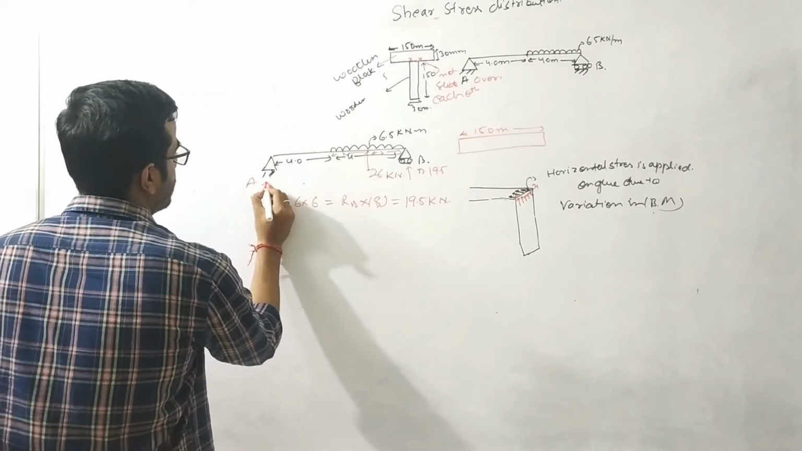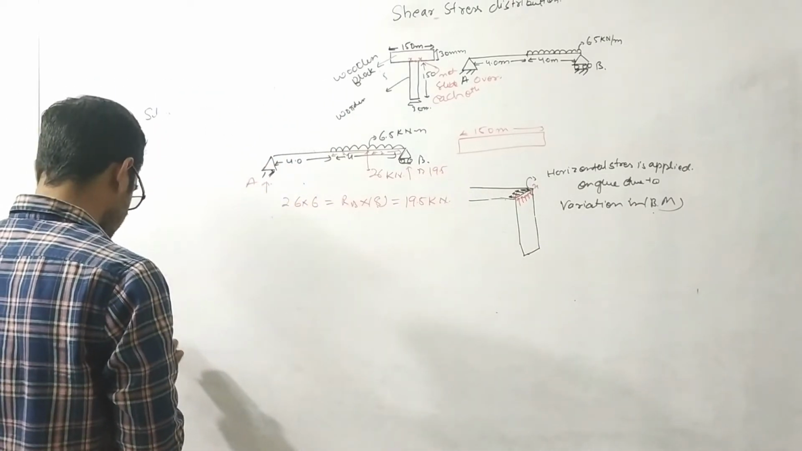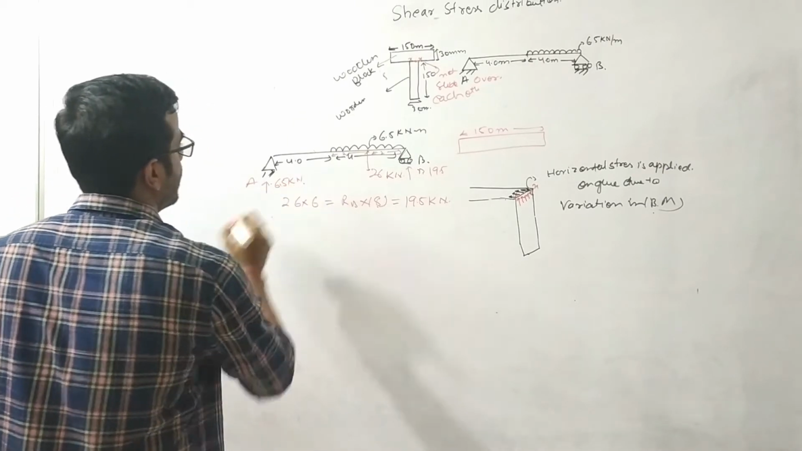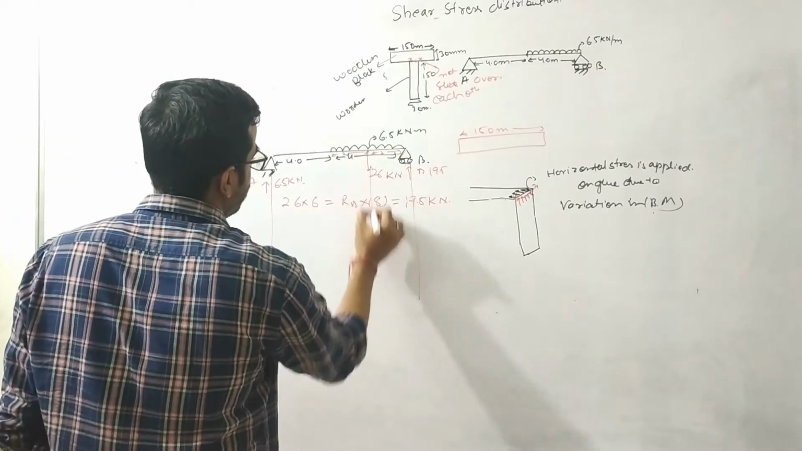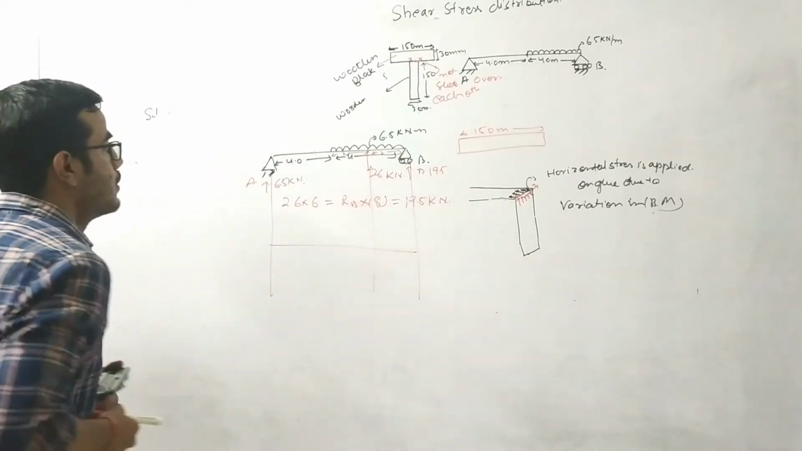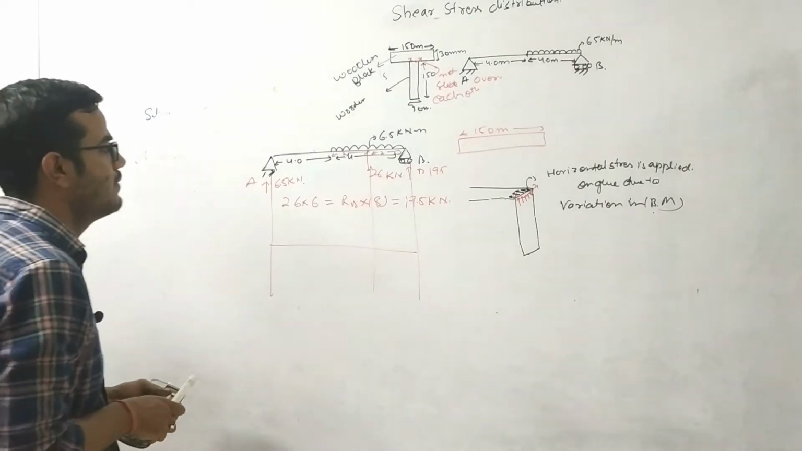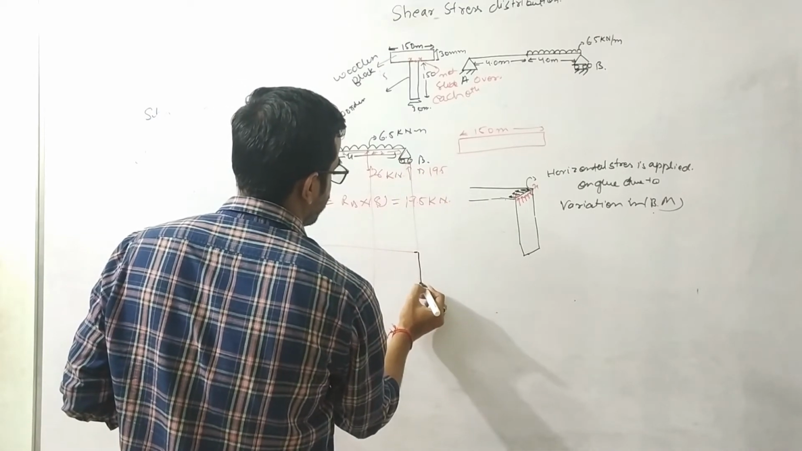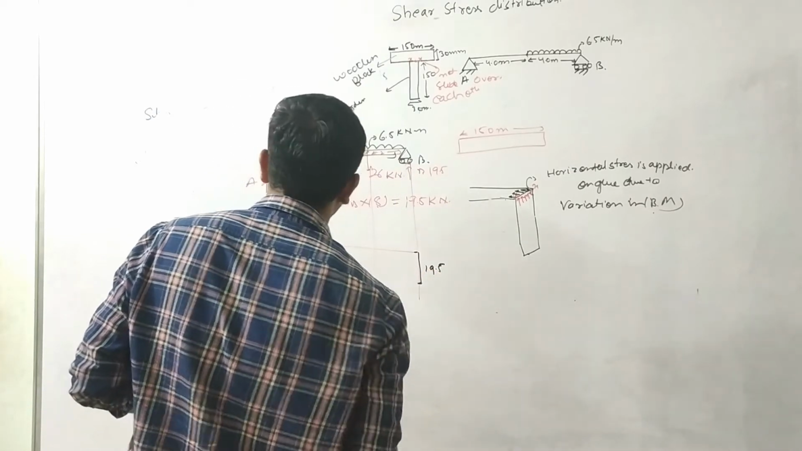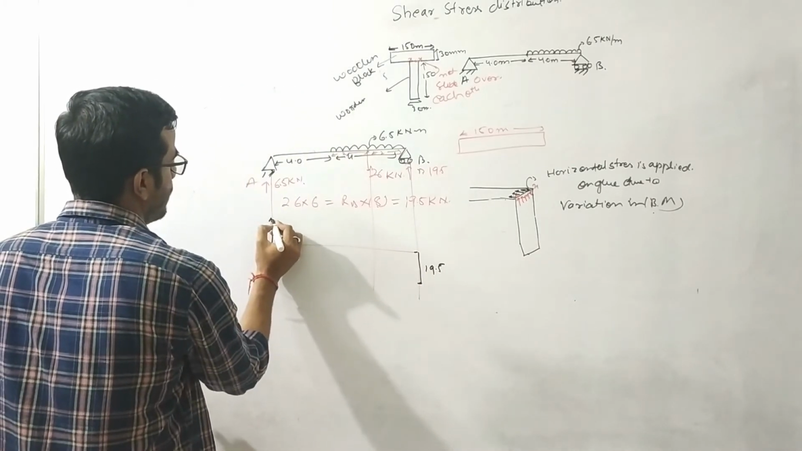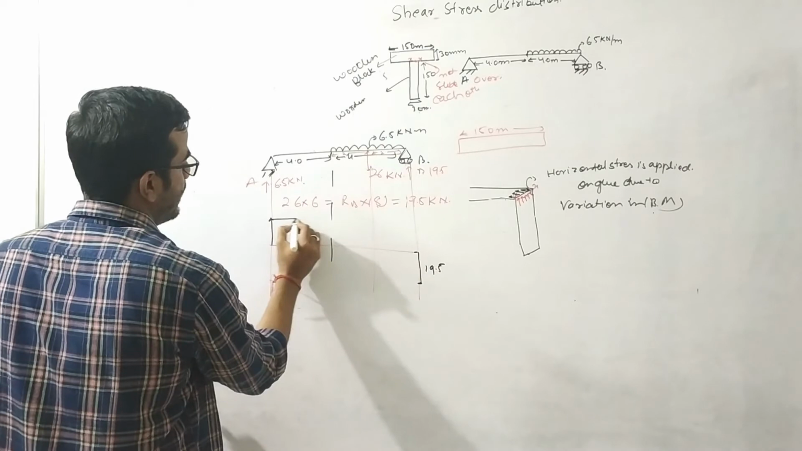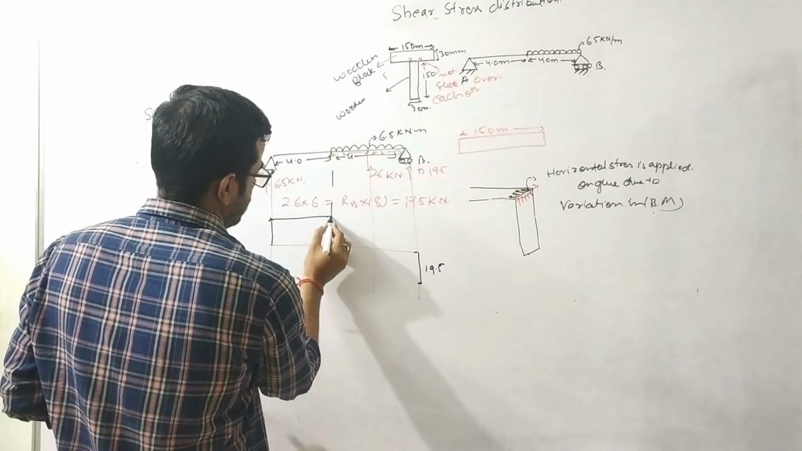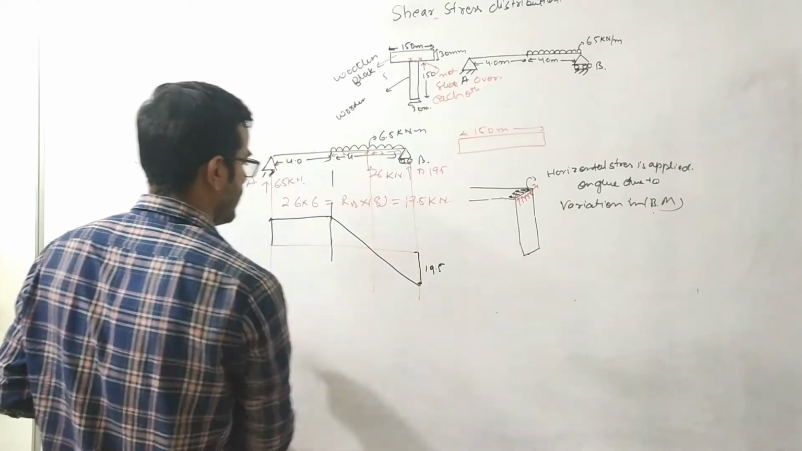And at this point my shear force is 6.5 kilonewton. Now I'll draw the shear force diagram. At this location shear force is 19.5, but it is upward, so it will be negative on this side. At this point the shear force is in upward direction, so it will be positive. Up to this point it is constant. When it is constant up to here, then it will move like this.